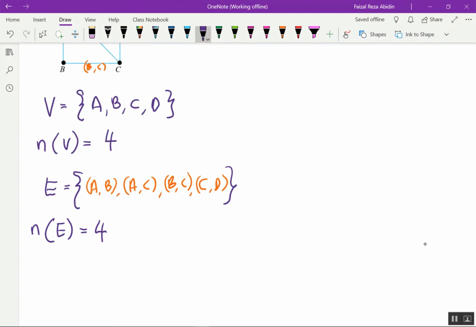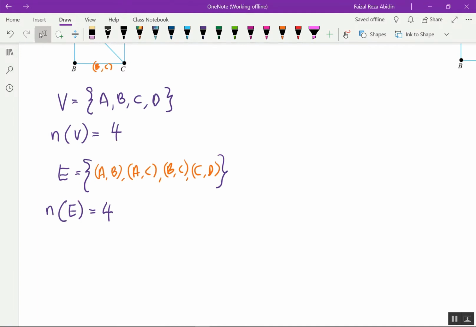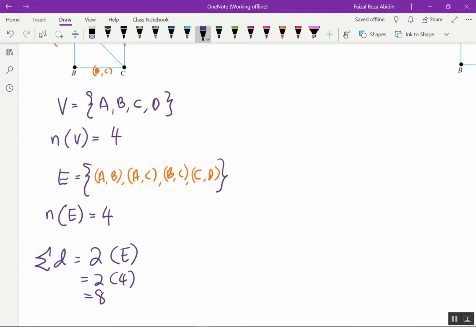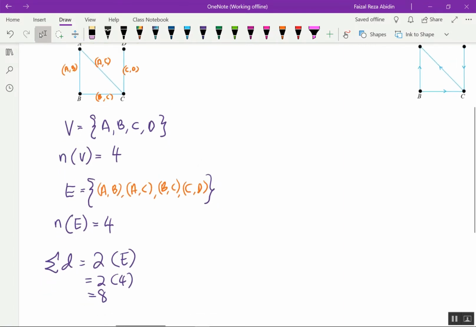So can I know the sum of the degrees? Previously we learned about this one. The sum of our degrees is 2 times our number of edges. So 2 times 4, we have 8. If you look here, the order of the vertices written is not important because this one we call an undirected graph.